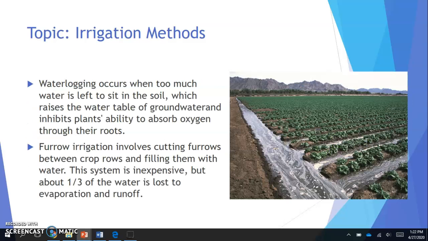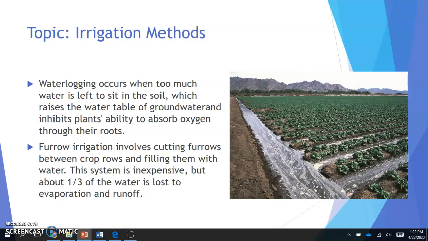This image right here is of furrow irrigation. This involves cutting furrows, which is what you see here. This is a furrow, and the furrows go along the lines of the crops. So you cut those furrows between the crop rows and then fill them with water. It's inexpensive, but about a third of the water is actually lost.